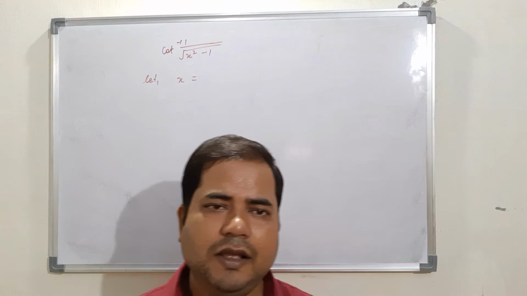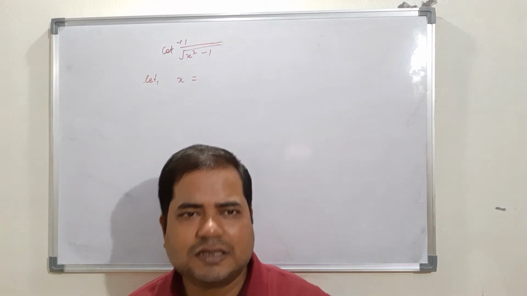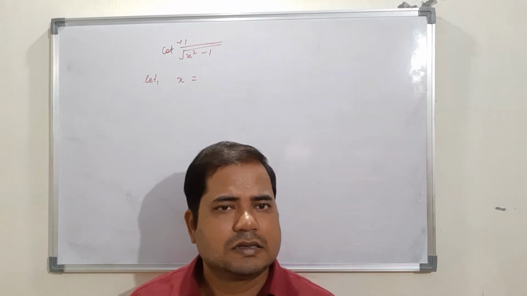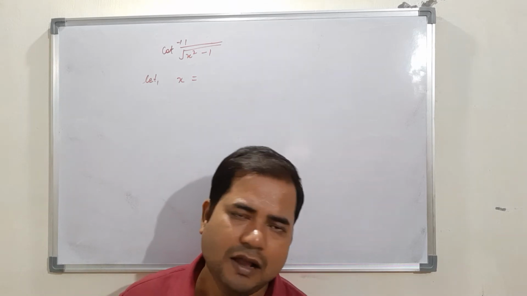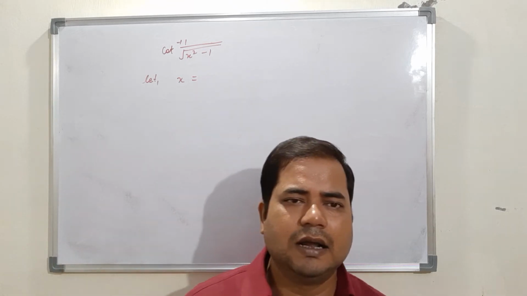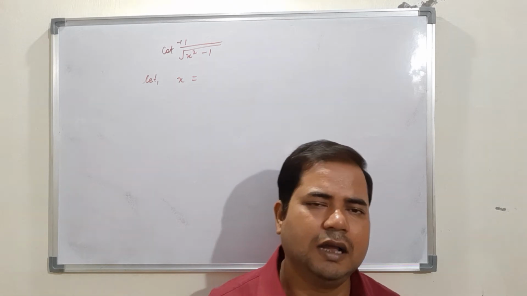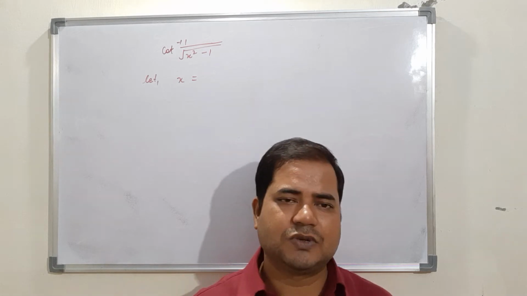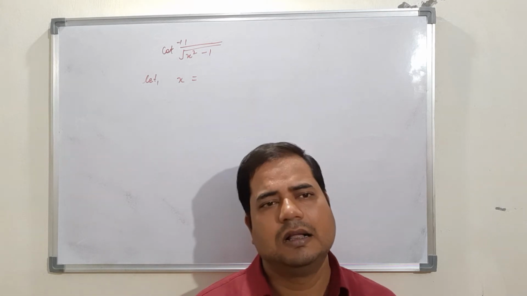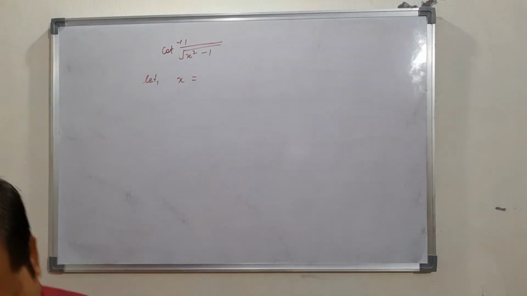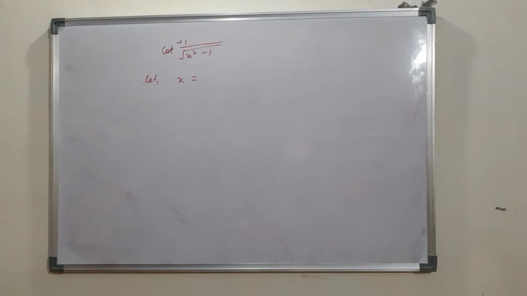Why? Because if it is square root x square minus 1, then you always consider x as sec theta or cosec theta. If it is root 1 minus x square, then you have to consider x as sin theta or cos theta. If it is 1 plus x square or x square plus 1, then you have to consider x as tan theta or cot theta. So here we consider x as sec theta or cosec theta.